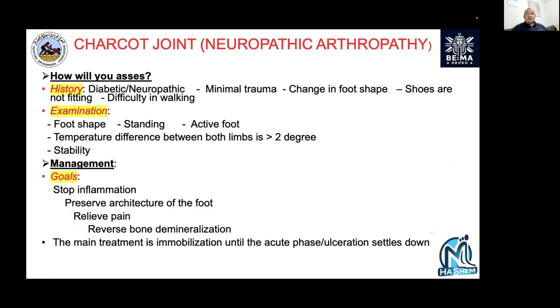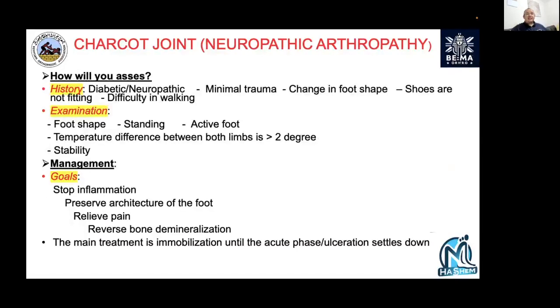Because the foot shape is changing, the patient will not be able to fit normal shoes, and they have some difficulty walking. When you examine this patient, you can easily spot the hot foot. The foot is swollen, tender, red, and there is a deformity going on. When the patient is standing, you can see the foot in an abnormal or deformed position.